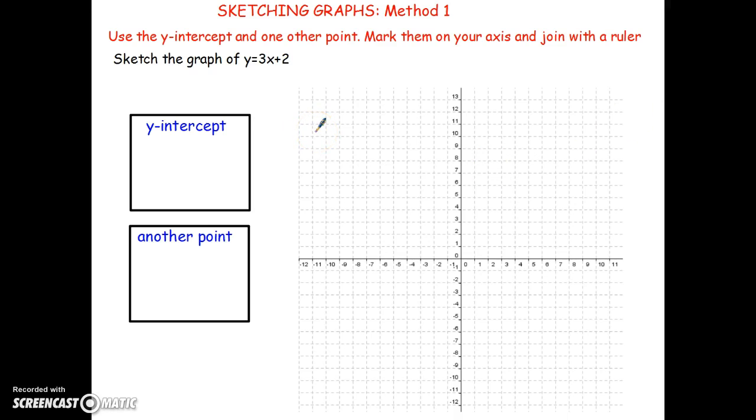And this method is called sketching graphs. It might not be quite as accurate as plotting. We're just getting a sketch of it, just a representation. There are two different ways we can do this. Let's have a look at the first one.